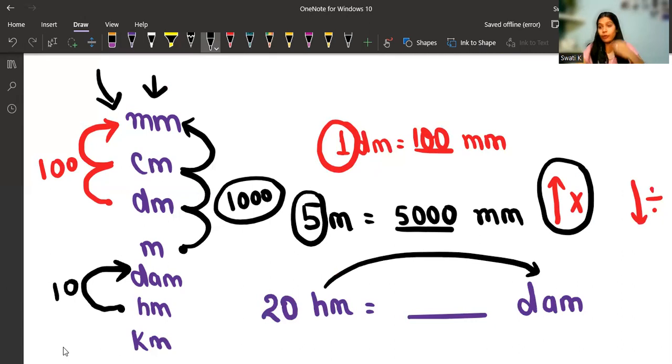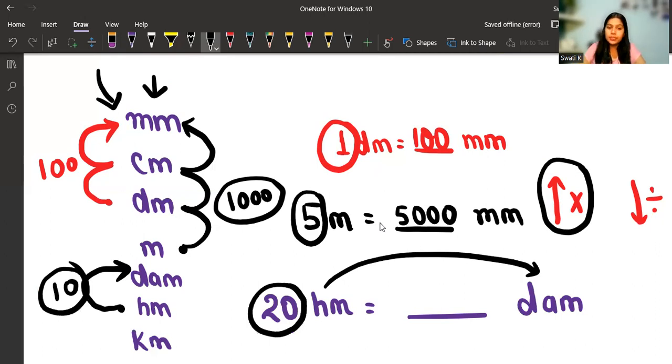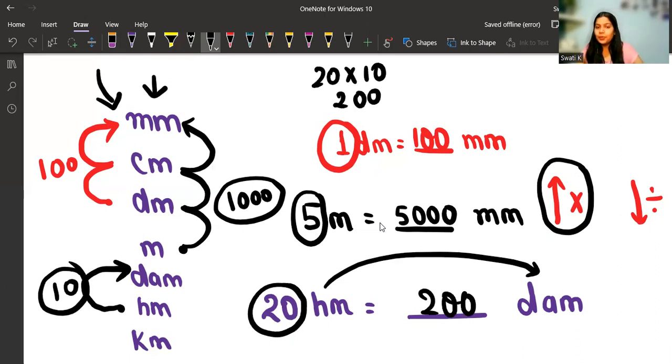Of course, you will ask yourself, did I go up or did I go down? You went up. So that means you are going to multiply this 10 with the number that is given in the question. What is 20 times 10? It is absolutely 200. So the answer is 200. I hope you understood this method properly.